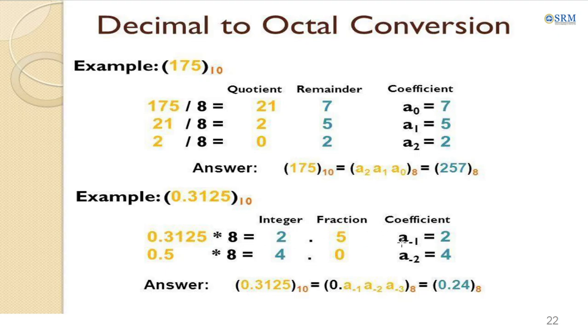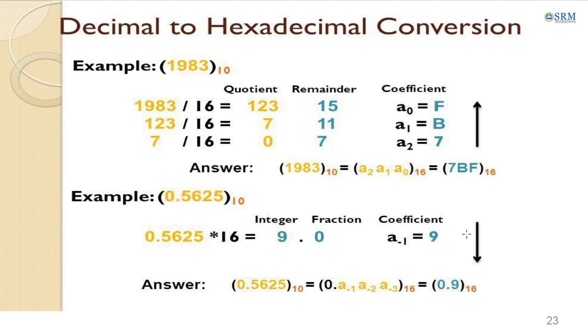Okay, so that will give you a minus 1 to a minus 2 4. So 0.3125 in decimal is the equivalent of 0.24 in octal. Okay, so this is the decimal to octal conversion.